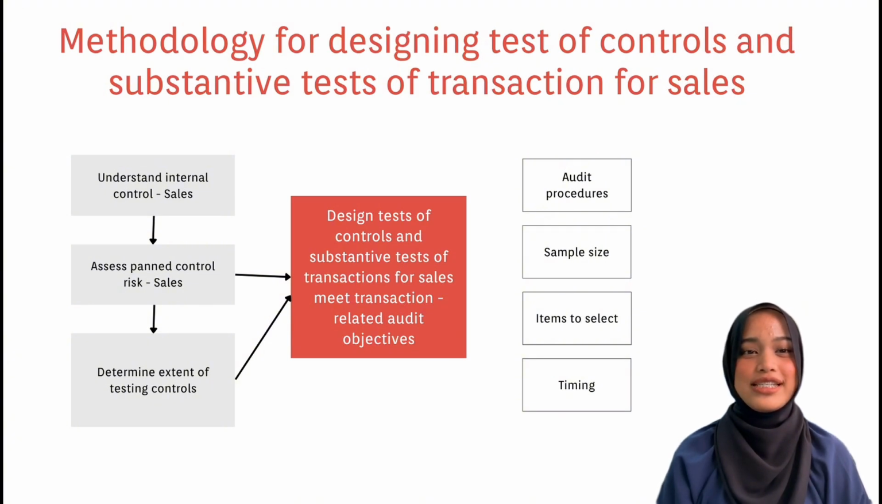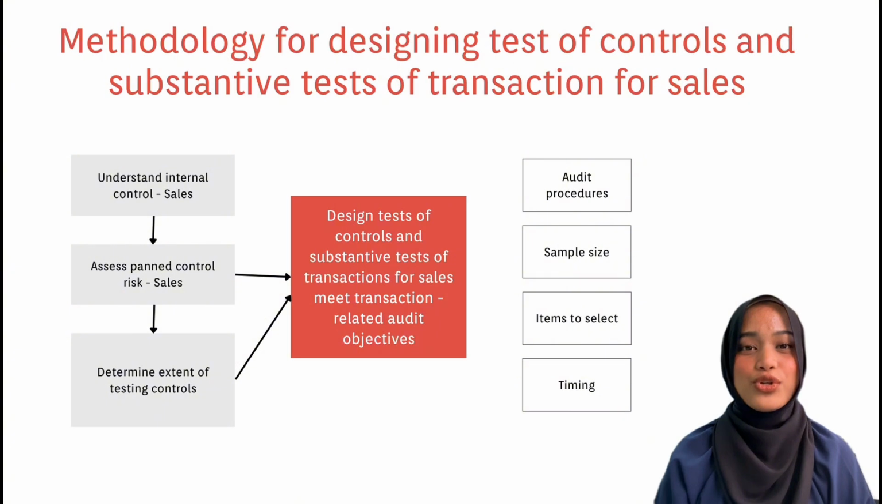Finally, let's discuss the methodology for designing tests of control and substantive tests of transactions. This methodology is essential for ensuring that audit objectives are met and that internal controls are effective. First, we must understand the internal control over sales, which involves reviewing relevant flowcharts and existing processes. Second, we assess and plan control risks to identify any potential weaknesses in the control environment. Third, we determine the extent of control testing, deciding how much testing is needed based on the assessed risk. Fourth, we design tests of control and substantive tests of transactions to ensure they address transaction-related audit objectives.